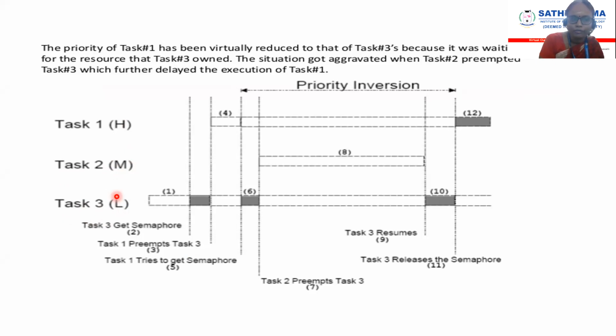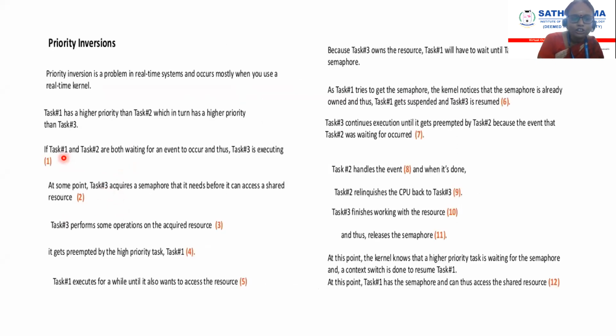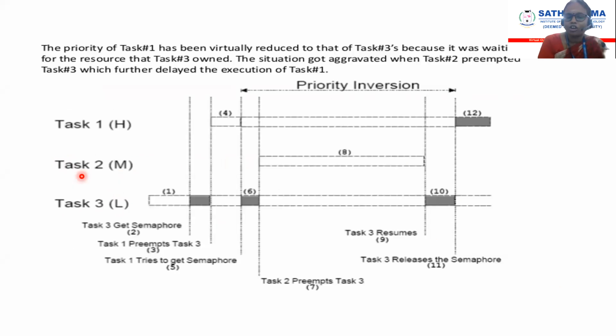Now we will see task 1 and task 2 both waiting for an event to occur. Thus task 3 is executing. That means task 1 and task 2 want to be executed now. But what happened now? Task 3 is executing. We all know what priority inversion is.